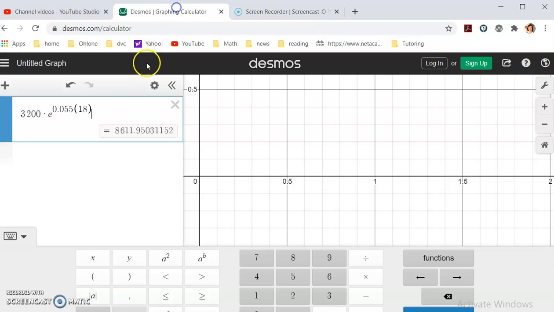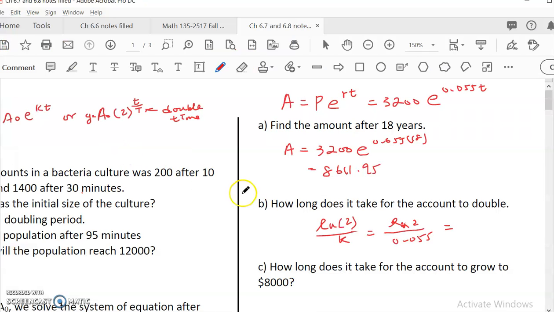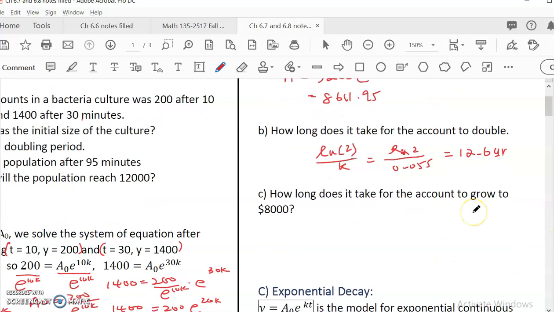So we use the decimal calculator. I show you how to do it on the calculator, so it takes longer to finish the whole thing. So it's ln 2 and then divided by 0.055. So the time is 12.6 years. If you have a rate of 5.5% continuous growth, that's about 12.6 years to double.